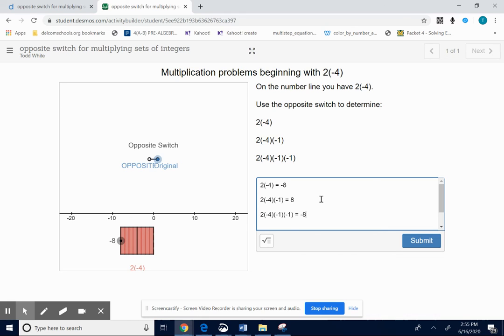I have one more problem. Just kind of play with this. See if you can see patterns as you do the next problem. And I'll give you a little hint. Think about odd number of negative signs compared to even number of negative signs that are multiplied together. Okay, see what you can do with the next problem.